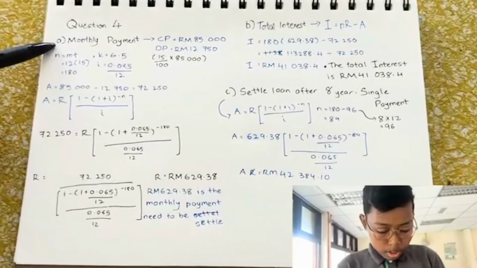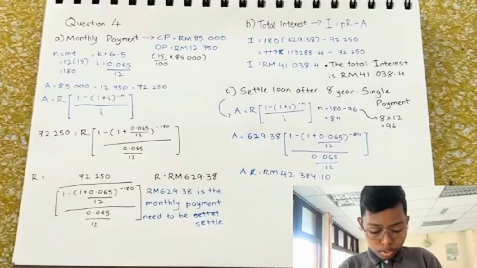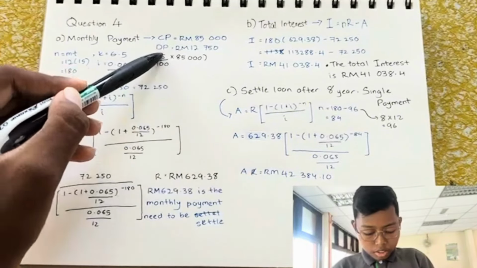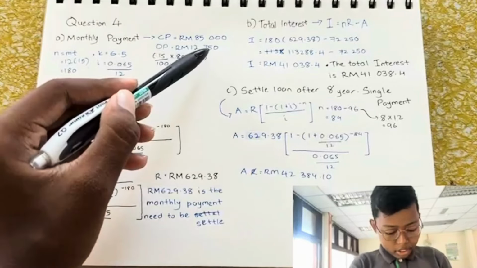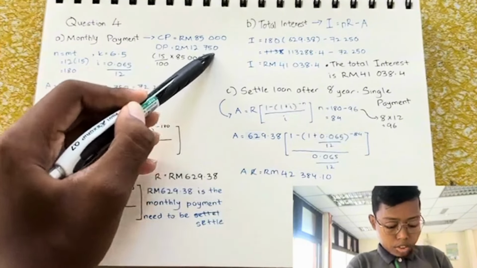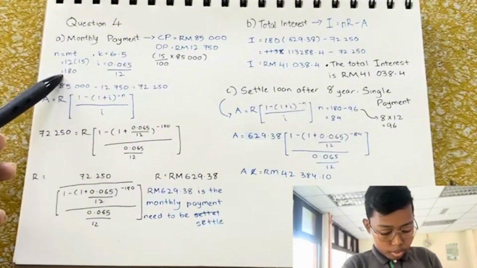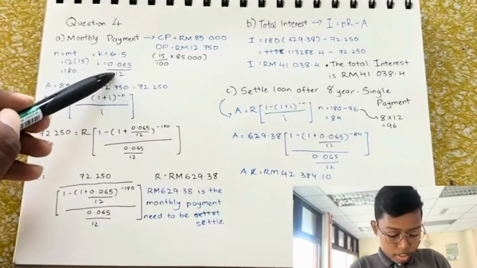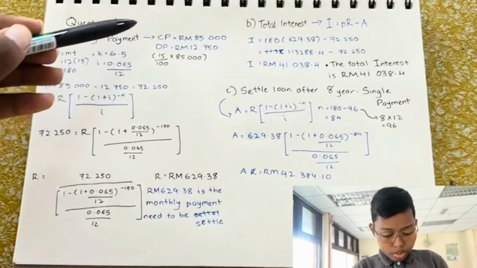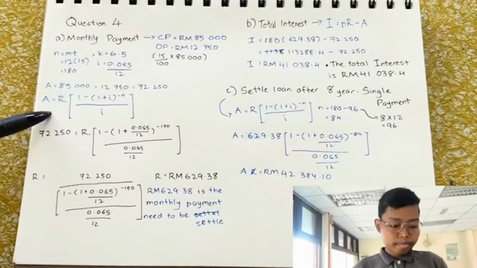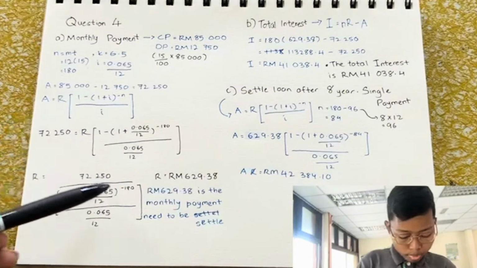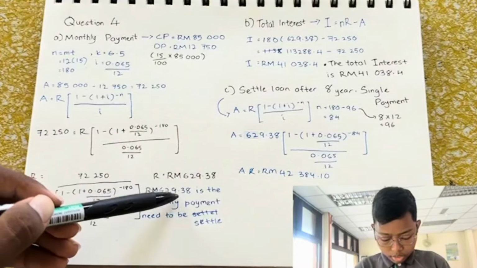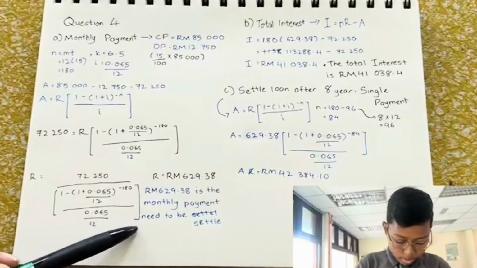So this is question 4. We need to find a monthly payment, and we are using this formula. CP is 85,000 ringgit and the down payment is 12,750. The n is 180. The k is 6.5% and the i is 0.065 over 12. Put all this into this formula and we get the total amount is 629.38, and that is the monthly payment that needs to be settled.